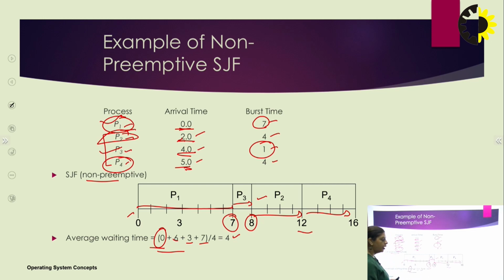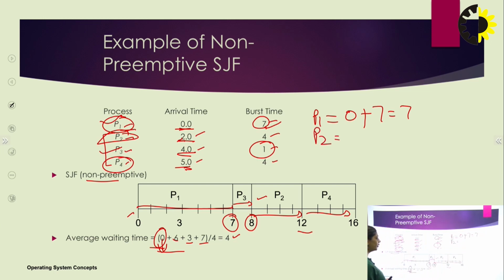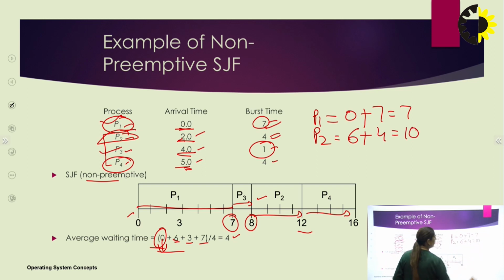Now, if we want to calculate the turnaround time, for P1, turnaround time will be the waiting time, that is 0, plus the burst time 7, equal to 7. For P2, what will be the turnaround time? The waiting time is 6 and the burst time is 4, so 10.